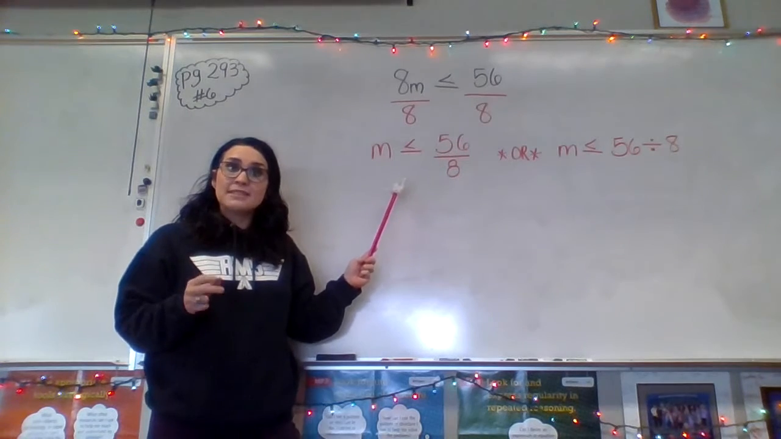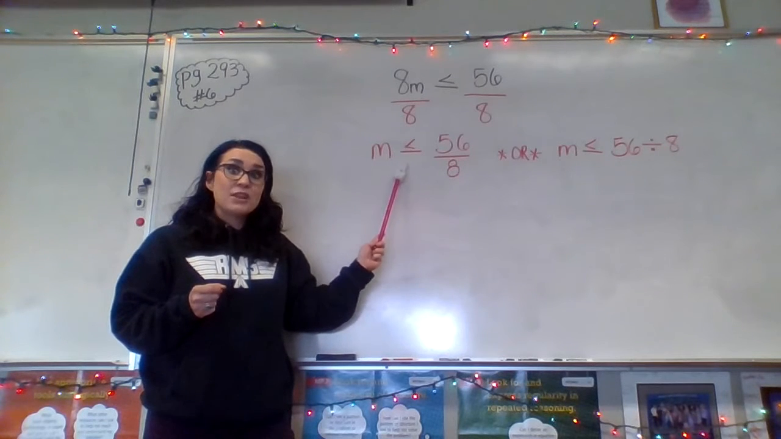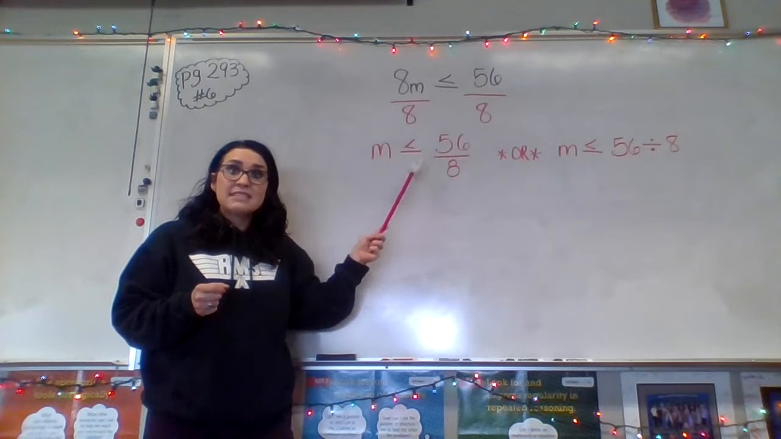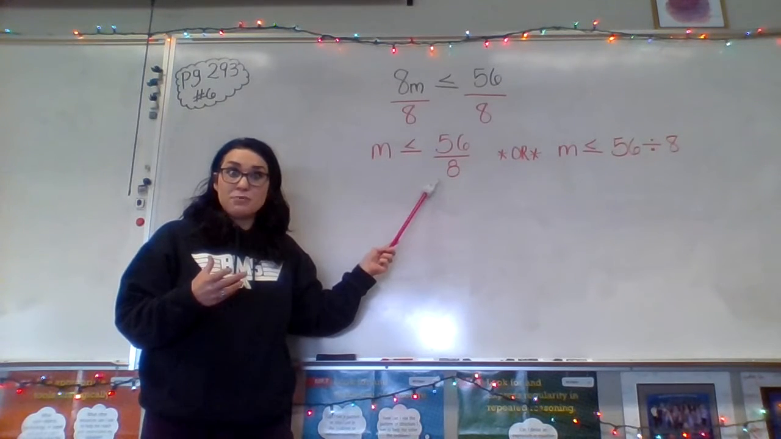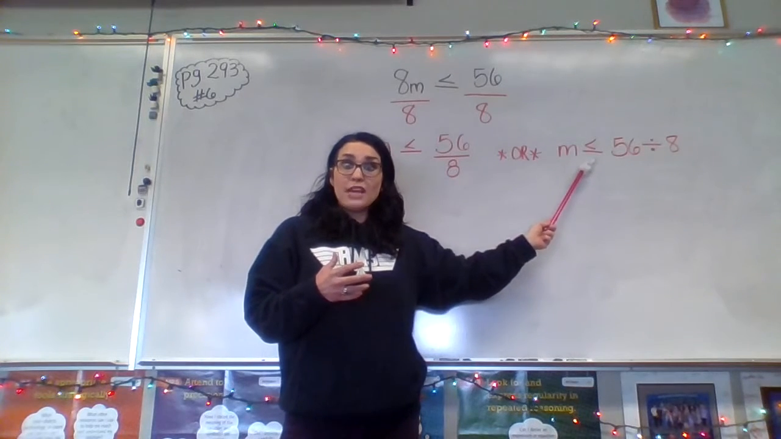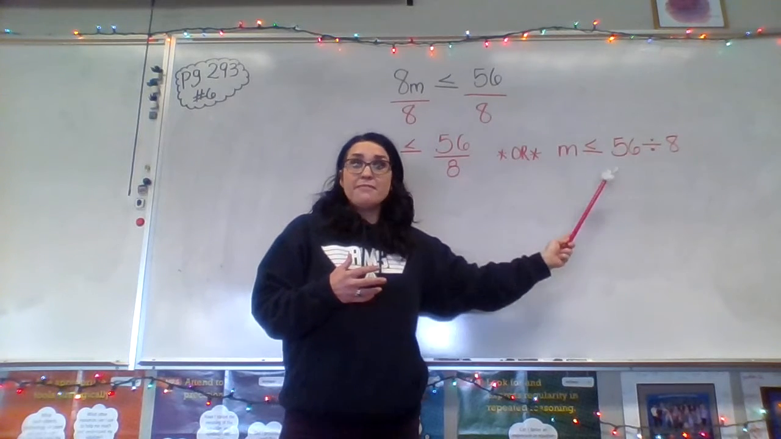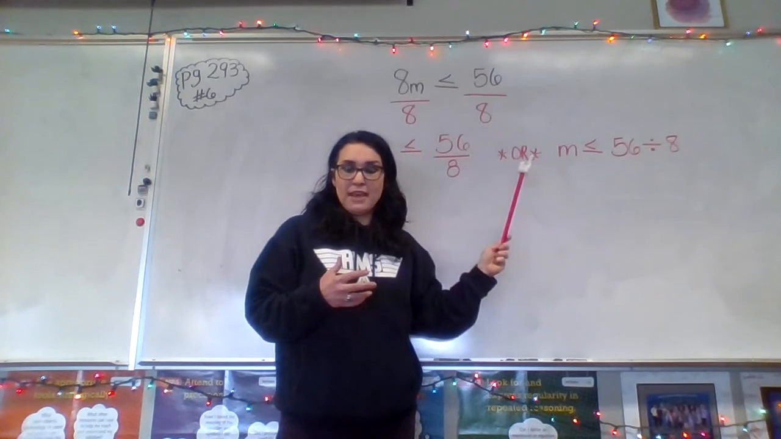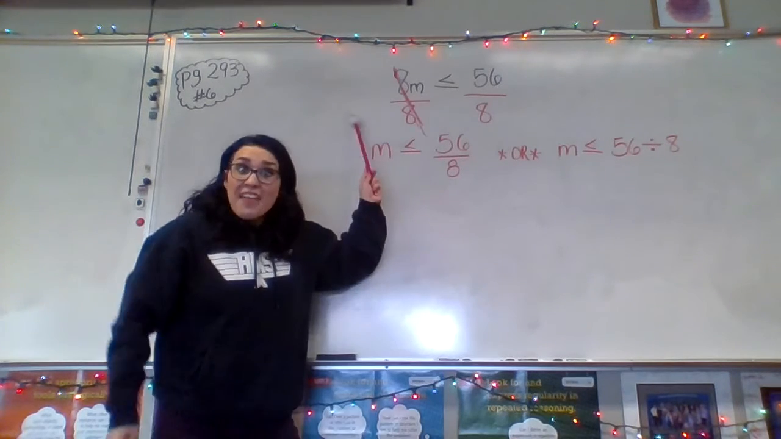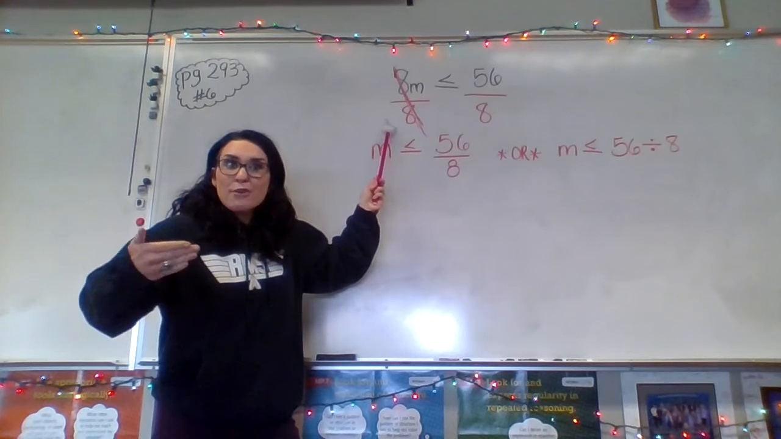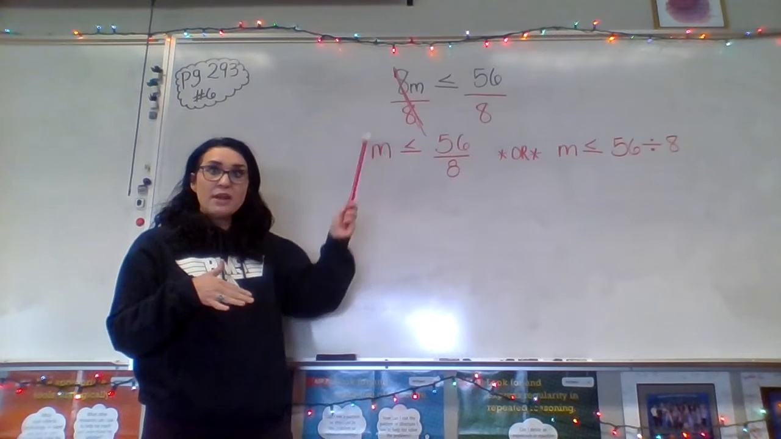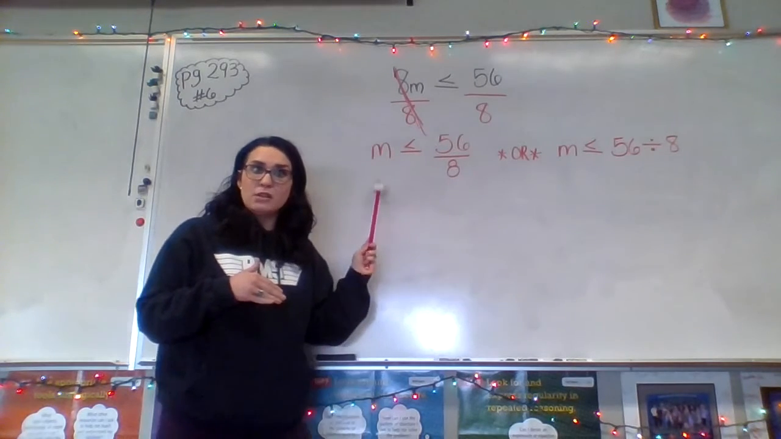Now, there's two different ways that we could write this. We could say that m is less than or equal to, remember, we're keeping that same inequality sign, 56 divided by 8, right? You can write it as a fraction, but that's representing division. Or you could also say that m is less than or equal to, same inequality sign, 56 divided by 8. Either way, it means the same thing. But what happens when I multiply by 8, but then I divide by 8? That just cancels each other out, right? When you do an operation, but then you do the inverse or the opposite of that operation, it just cancels each other out. That's how we're able to get m all by its lonesome.